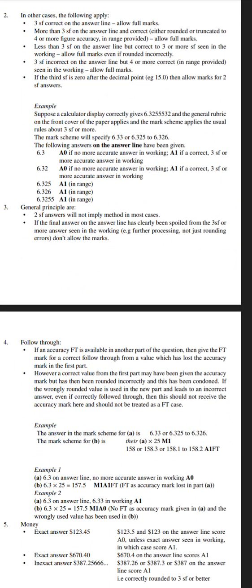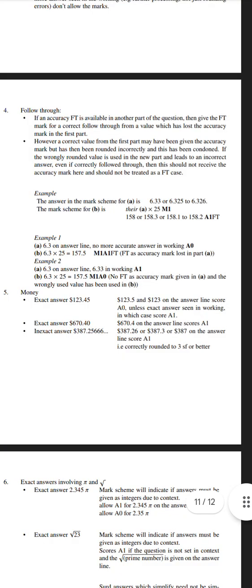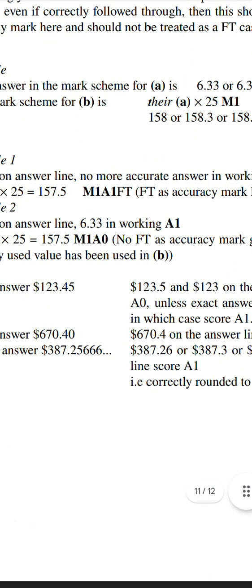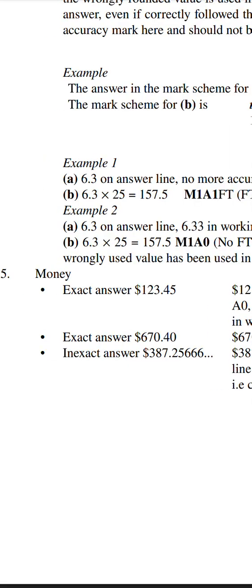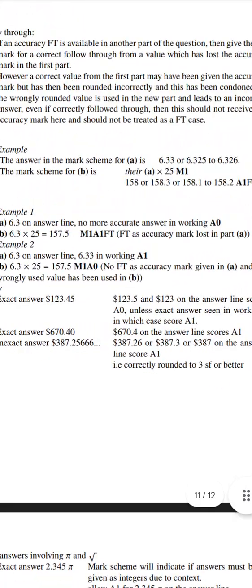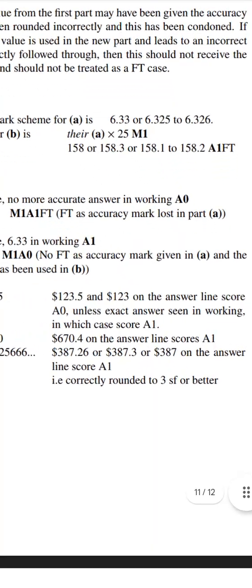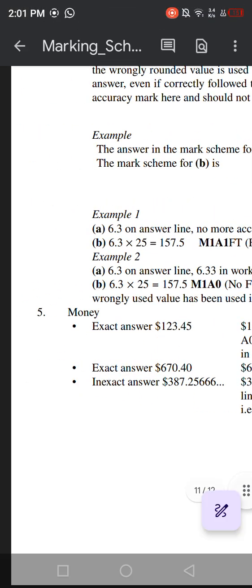FT is here, you can read it on your own. Here's the money part. The exact answer is this, and here 123.5 and 123 on the answer line score 0 unless the exact answer is seen in working, in which case score A1. So what does this mean?